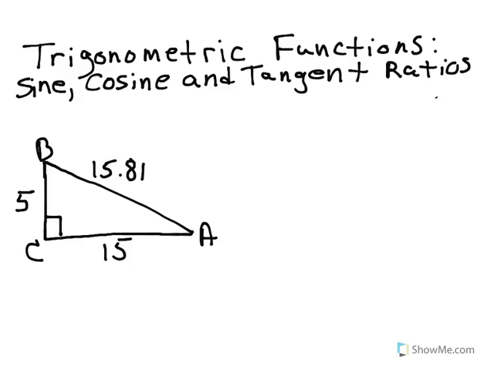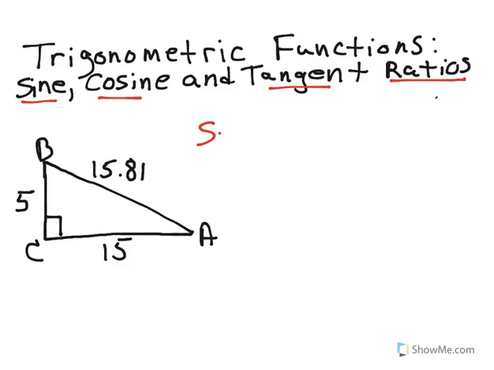Trigonometric functions: sine, cosine, and tangent ratios. Ratios are usually written as fractions, and the sine, cosine, and tangent ratios are used to find the angle measure in degrees. But first, we are going to look at finding the sine, cosine, and tangent ratios.